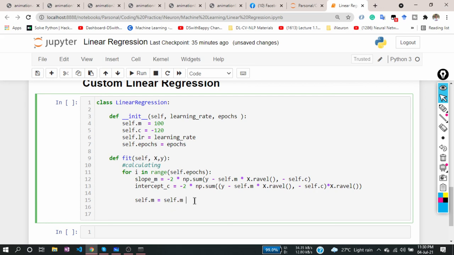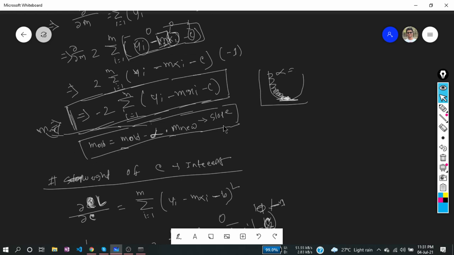Minus slope m. Self dot m minus, and the learning rate will come, remember? Into slope m, yeah, into slope m. Are you getting it? Yes. Okay, so just revise that. Whatever I have learned here, I am just trying to code.